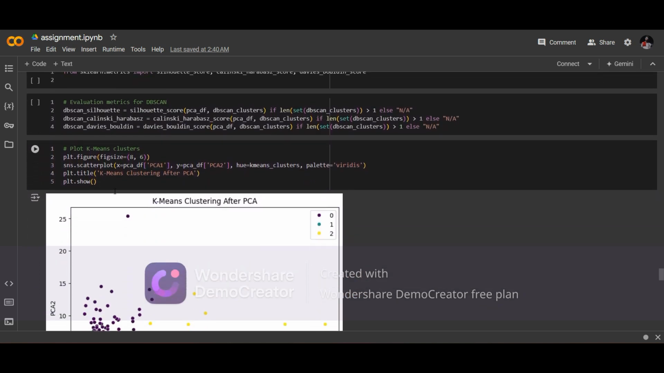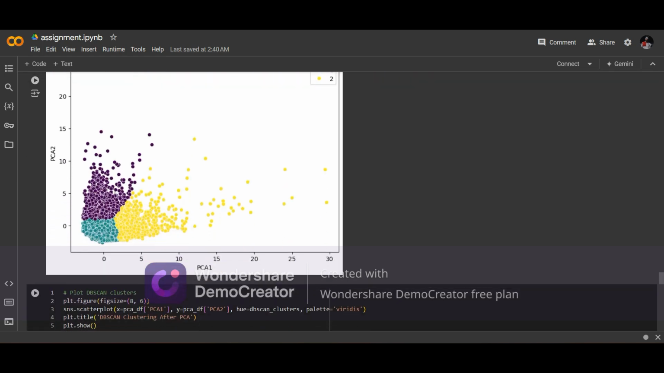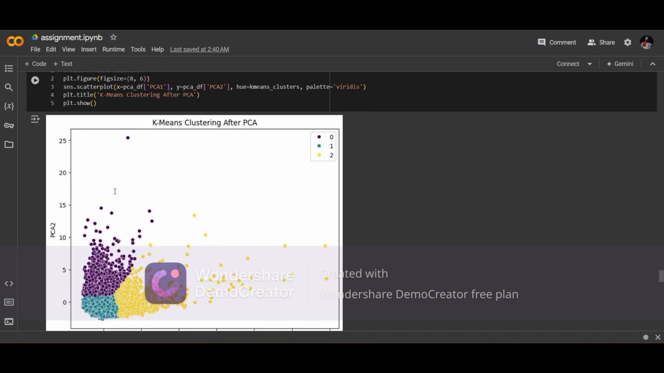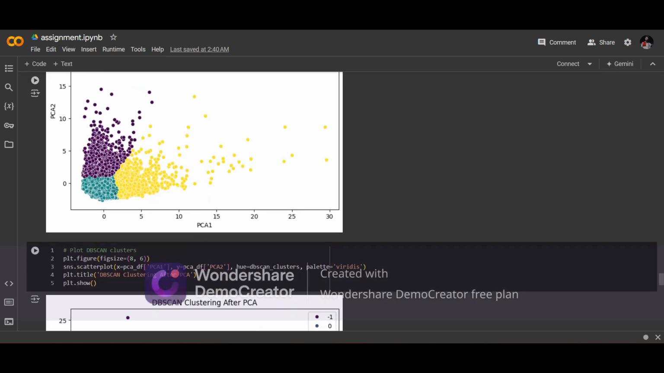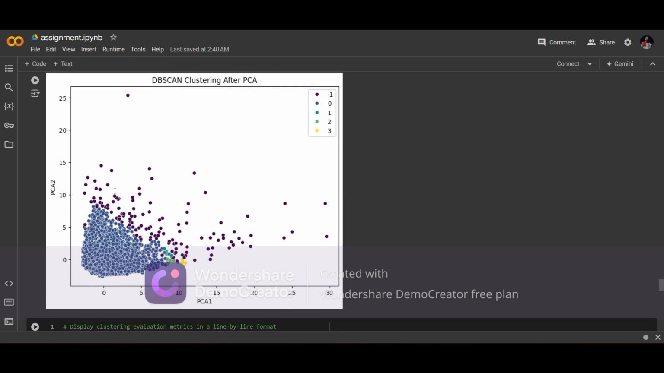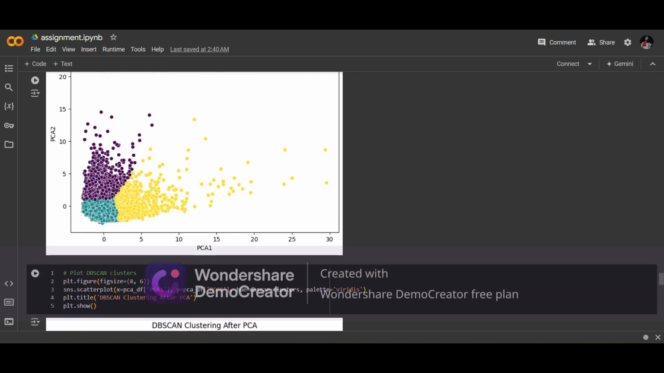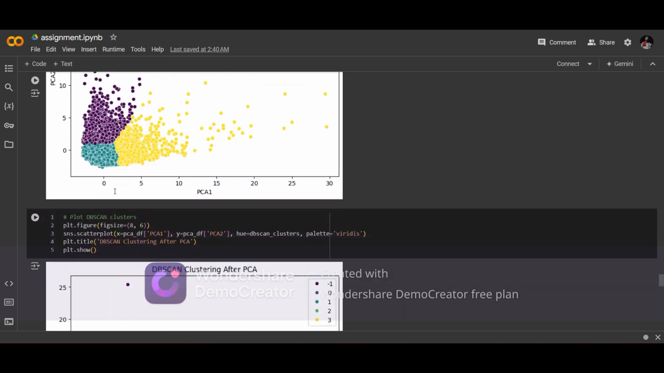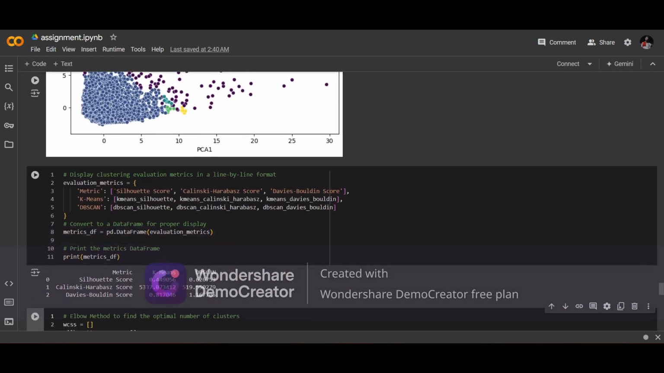Now coming to k-means clustering. Again, I have applied k-means clustering with the help of a scatter plot, but last time I used matplotlib, and this time I have used seaborn, to get knowledge of what difference there is between DBSCAN clustering and k-means clustering. So here we can easily see the difference between both of them.